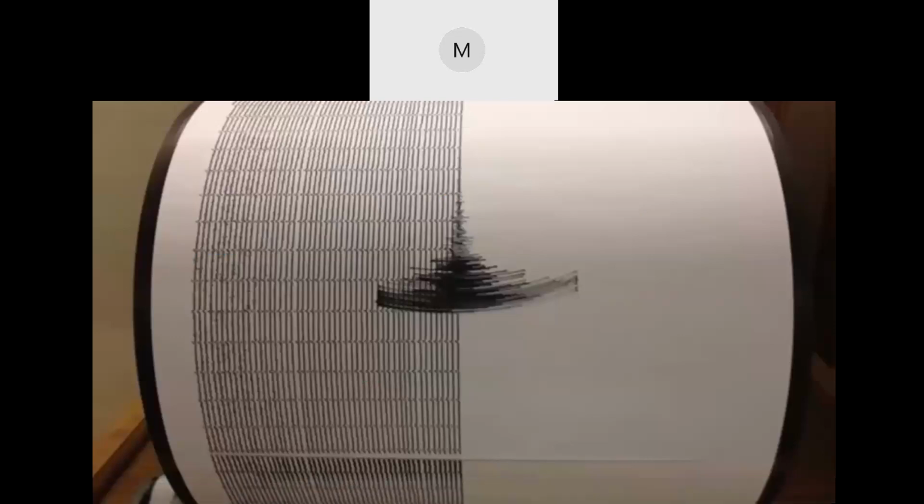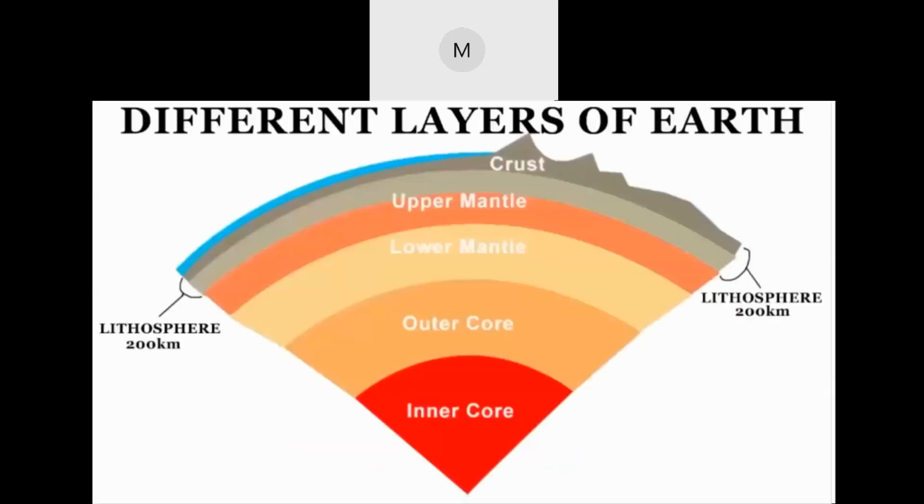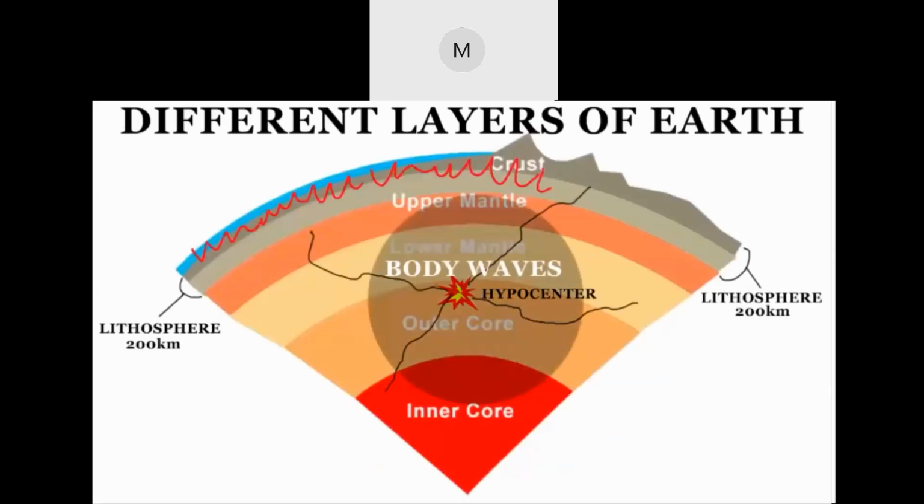An instrument called a seismograph records the waves reaching the surface. The waves look something like this. The curve shows three distinct sections, each representing different types of wave patterns. We'll get back to this pattern in a moment. Earthquake waves are basically of two types, body waves and surface waves.